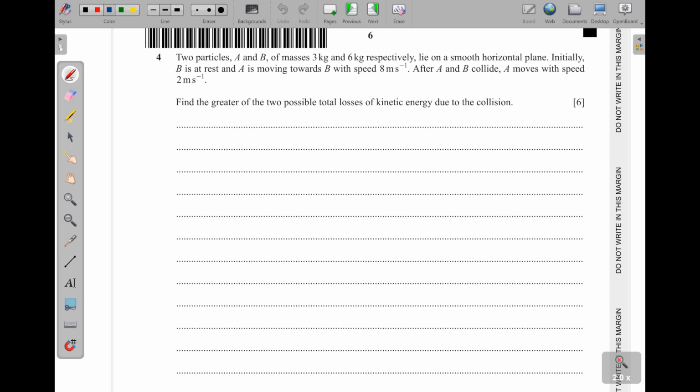When A, which is lighter, okay, collides with B, which is heavier, it can continue to move forward or it rebounds. Okay, let me write that statement here. When A, it is lighter, collides with B, which is heavier, it can either move forward or it rebounds.